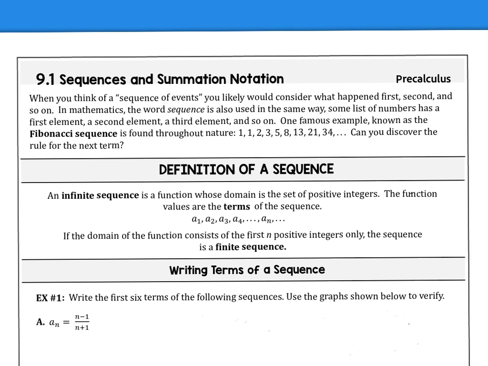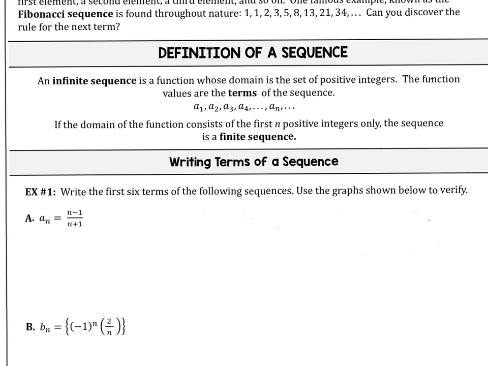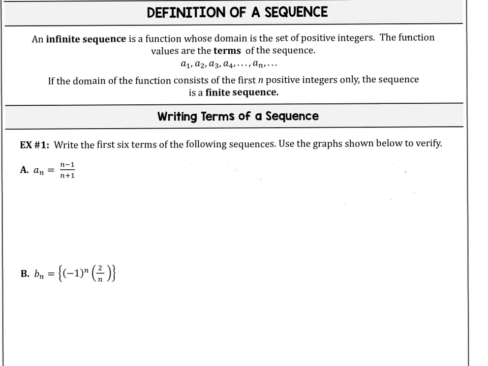So when we have sequences, we have two different types: infinite, which goes on forever, and finite, which stops at some point. There's only a certain number of them. These terms of the sequence are denoted by subscripts. So notice how you have a sub 1, a sub 2, a sub 3, a sub 4. It continues on. So let's jump right in to example 1.